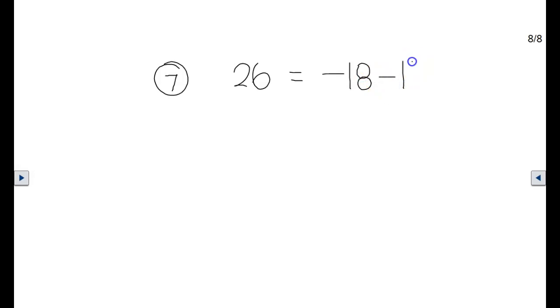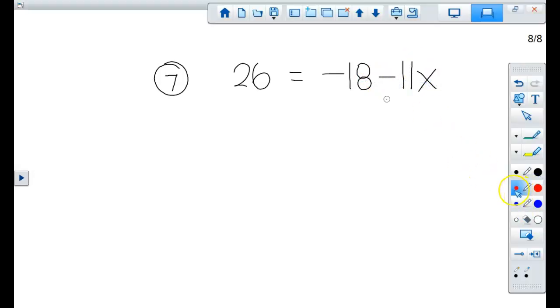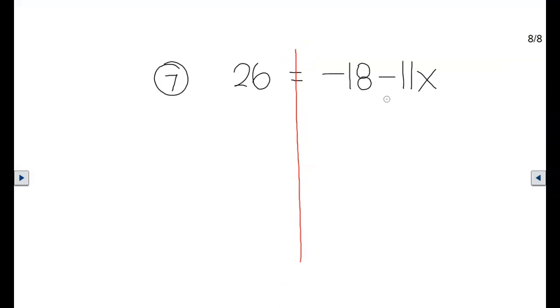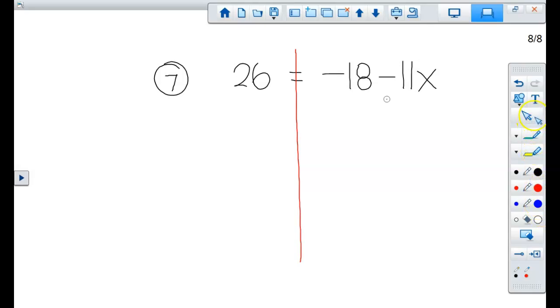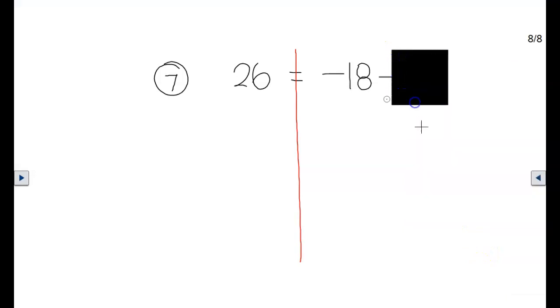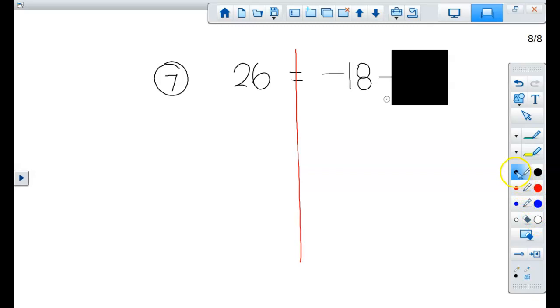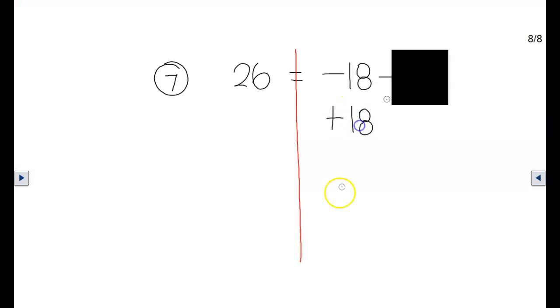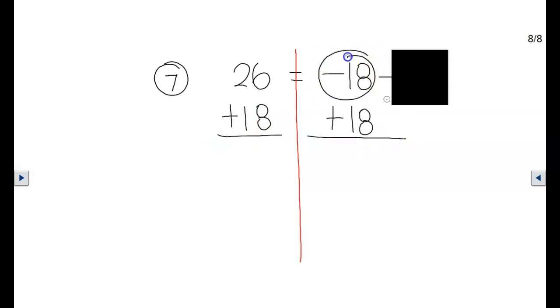Now, on this last one, let's draw a line. We have 26 is equal to a negative 18 minus 11x. I'm going to start in this two-step equation by covering up my variable, so that I can focus on addition or subtraction. So my number that's uncovered is a minus 18. So that is subtracting 18. So I'm going to do the opposite. I'm going to add 18. If I do it on one side, I have to do it on the other. My subtracting 18, my adding 18 cancel each other out.